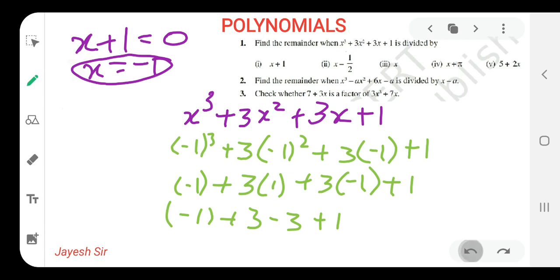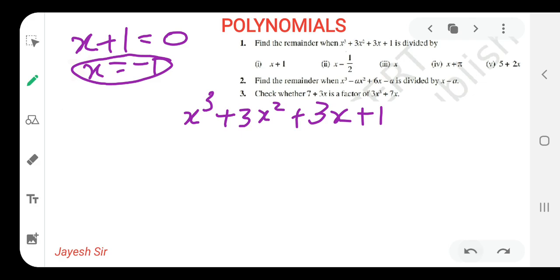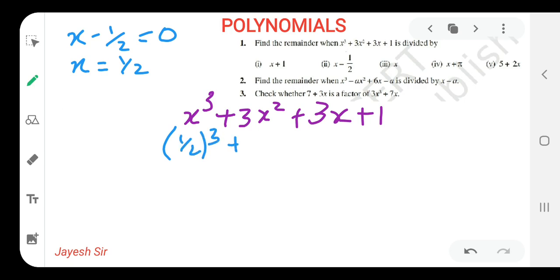So let's begin with our second sum. After putting the value of x, we'll start with the same method. x minus 1 by 2 is equal to 0, this is given to us. From this we get the value of x as 1 by 2. Now we have to put the value of x: 1 by 2 cube plus 3 into 1 by 2 square plus 3 into 1 by 2 plus 1.